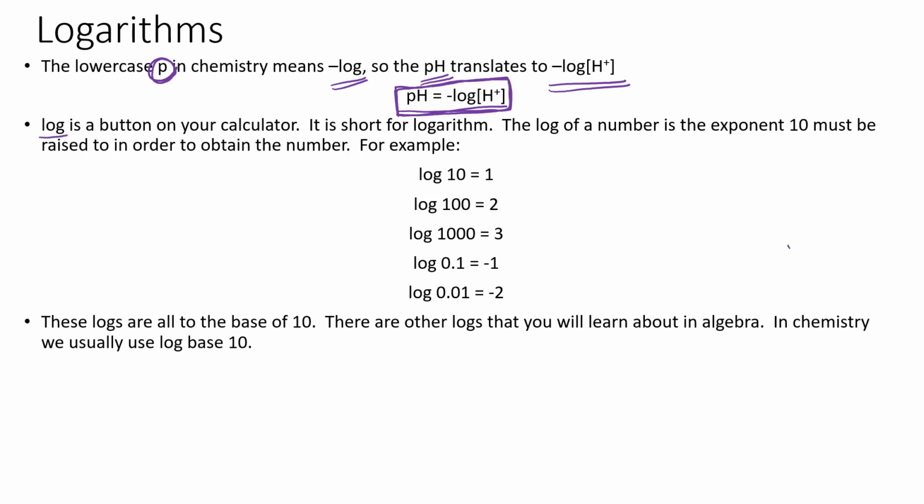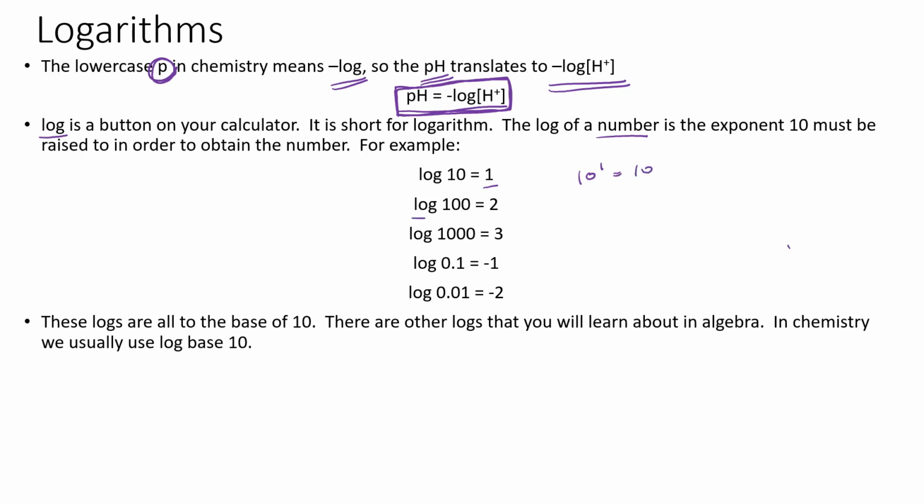So log, for you guys in chemistry, is just a button on your calculator. It's short for the word logarithm. And the log of any number is the exponent that 10 has to be raised to in order to obtain that number. So the log of 10 is 1. So 10 is raised to 1 to get 10.